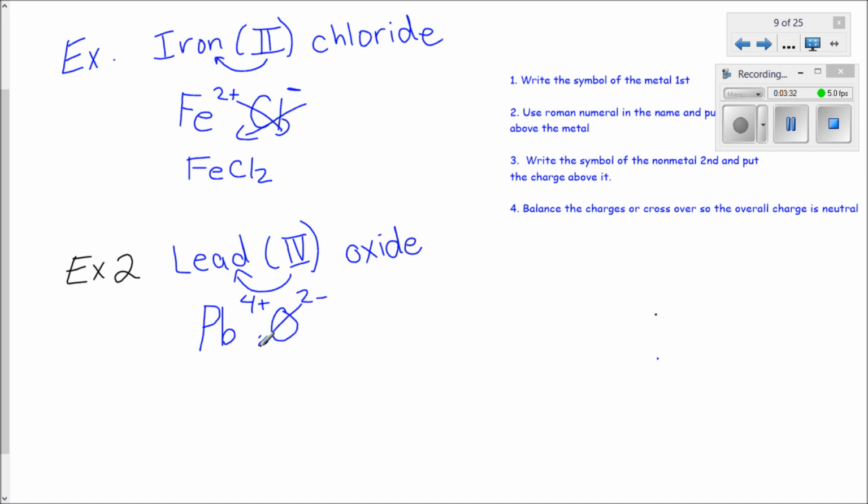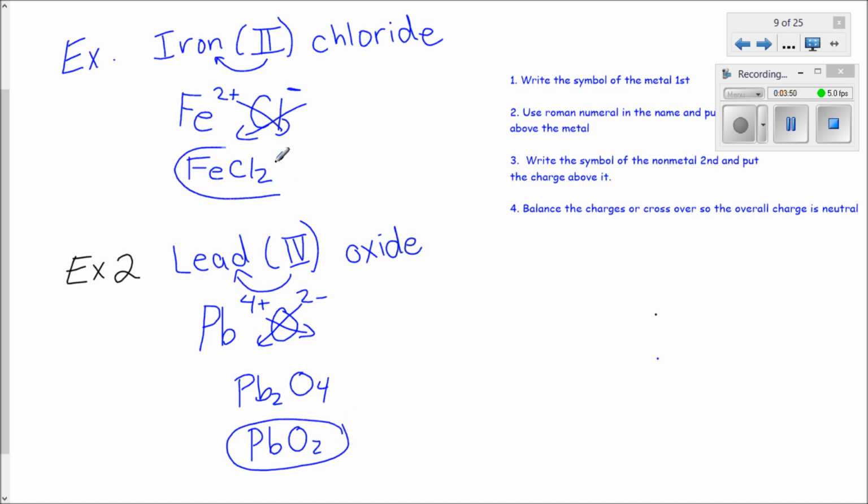So we cross it over, and it says Pb2O4. Remember, we have to neutralize this or minimize this. So we can actually divide both of these numbers by 2. The lowest common denominator is PbO2. That is our answer for our formulas.